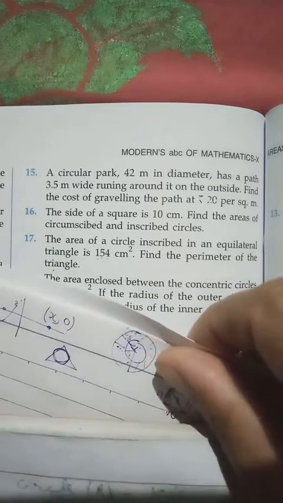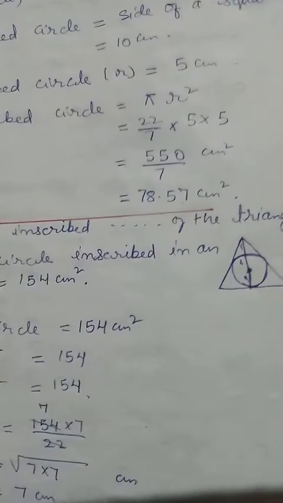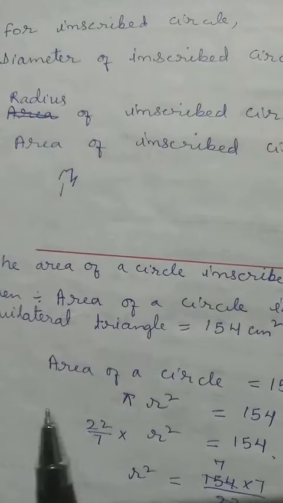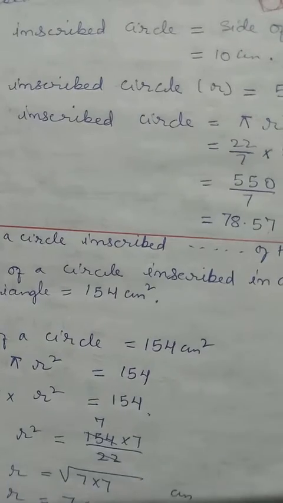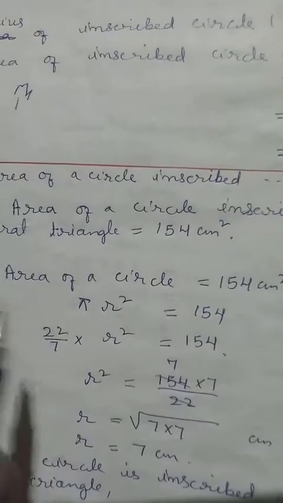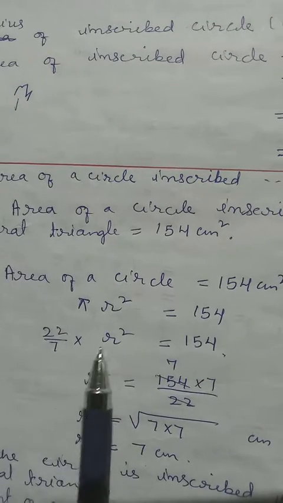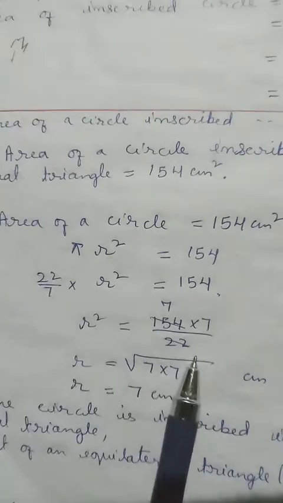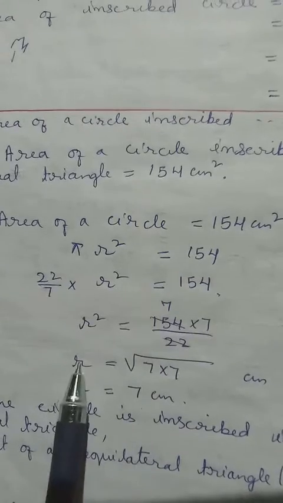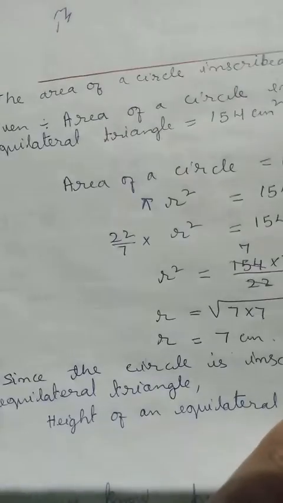To get the perimeter of the triangle, we know that it is 3 into side. So first we have to find the side. Here we have the area of the circle inside the triangle as 154 cm square. Let us try to get the radius. The formula for area is pi r square. Pi we know is 22 by 7 into r square. So this 7 you can take up, this 1 we can take down. If you divide here, we want only r, so we put the square root. r equals 7 cm.